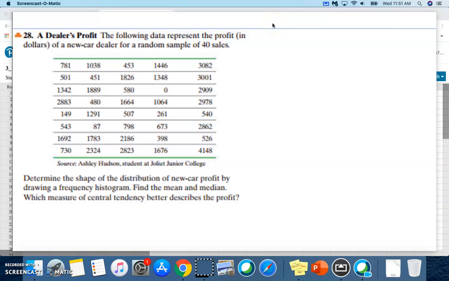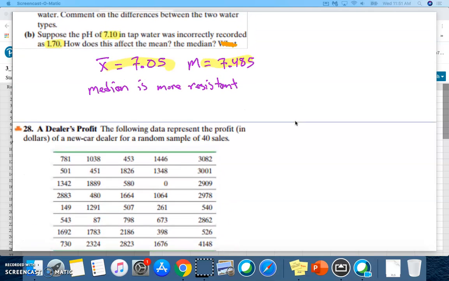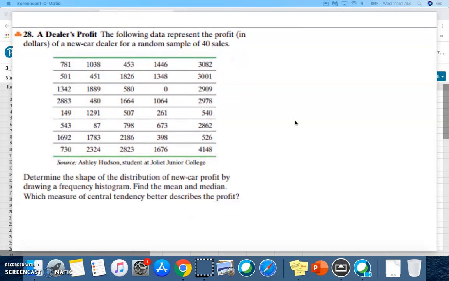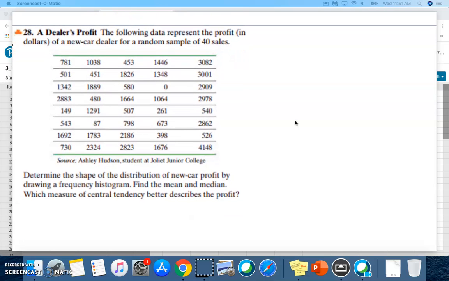Okay, this is part 3, looking at measures of central tendency. I did get cut off in that last video, but I just wanted to make sure that we were all good there. The whole idea was that the median is more resistant than the mean, because one relatively drastic change, going from everything in the 7-ish range down to 1.7, did not affect the median at all.